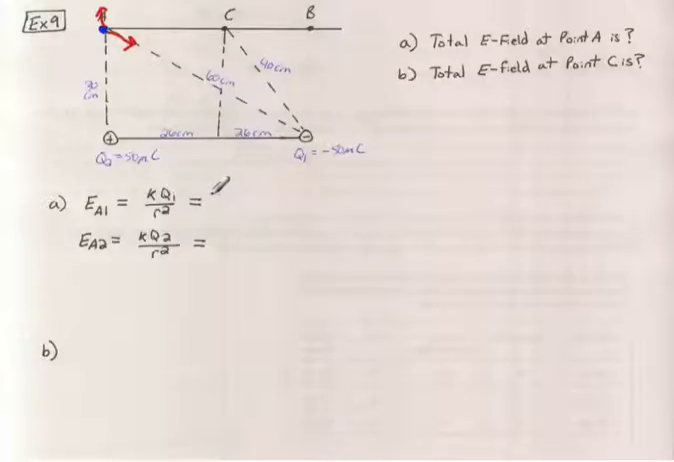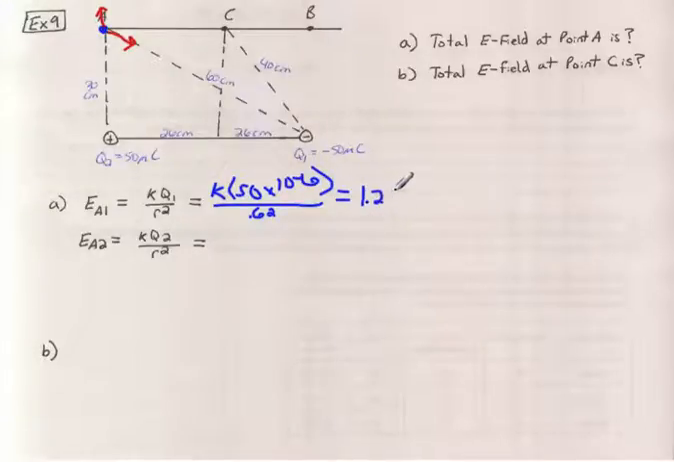so what's that going to be? 9 times 10 to the 9th, I'm just going to say K, okay? So 9 times 10 to the 9th times Q1, what is that? Negative 50, let's go magnitude, 50 times 10 to the negative 6th. And then that radius we said is 60 centimeters. This is almost identical to the other problem. We're just doing fields now. So that comes out as 1.25 times 10 to the 6th. It's a field, so it's newtons per coulomb.